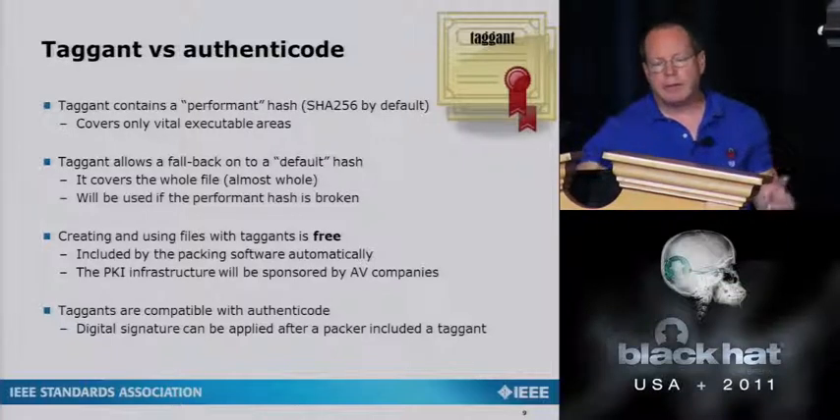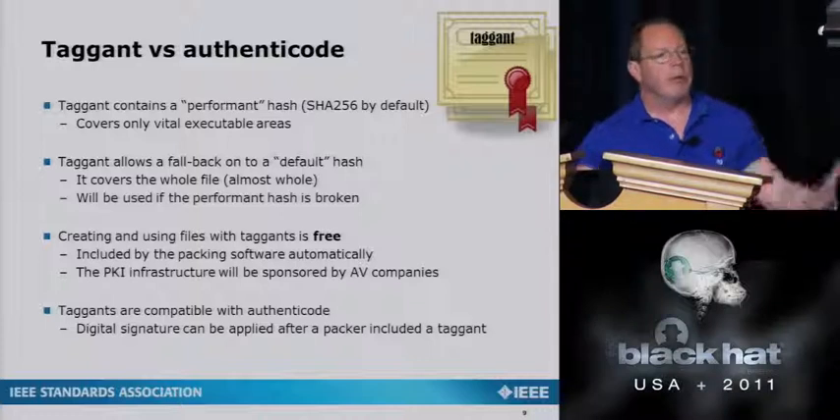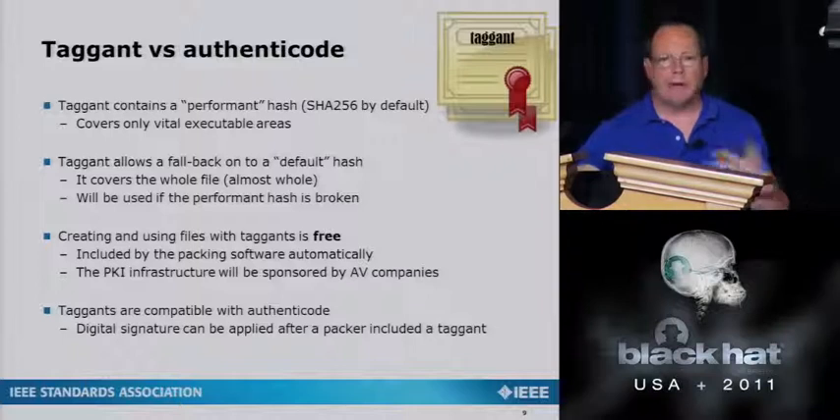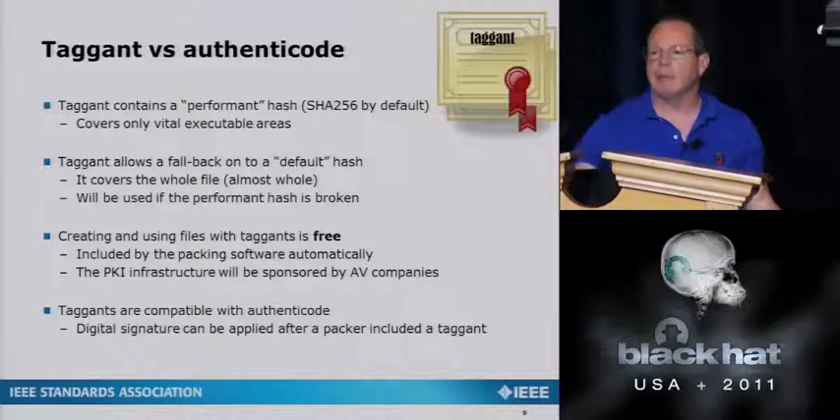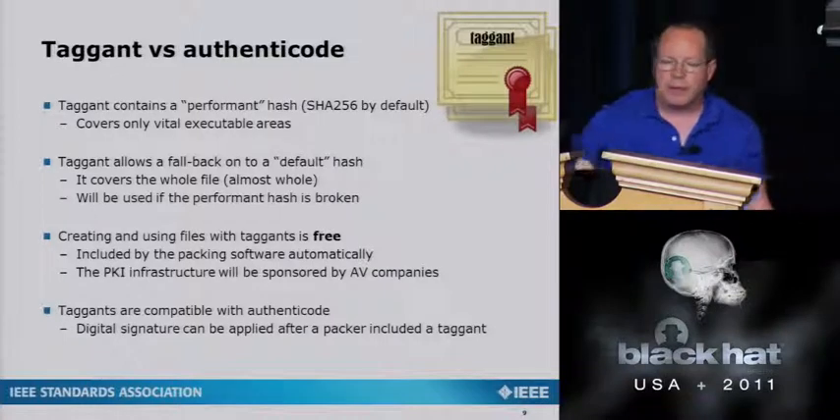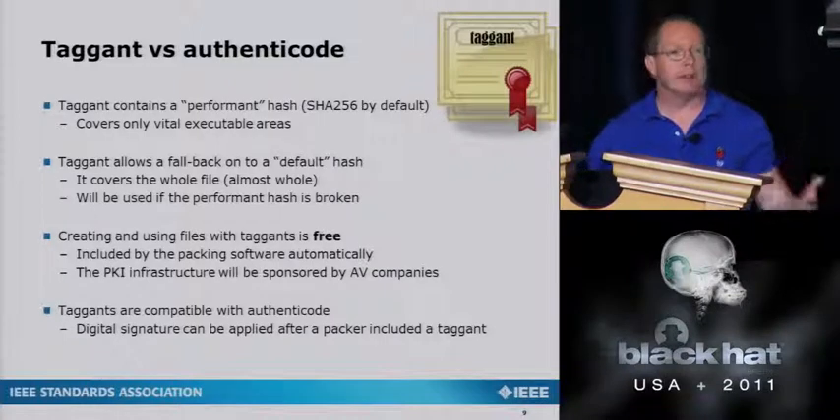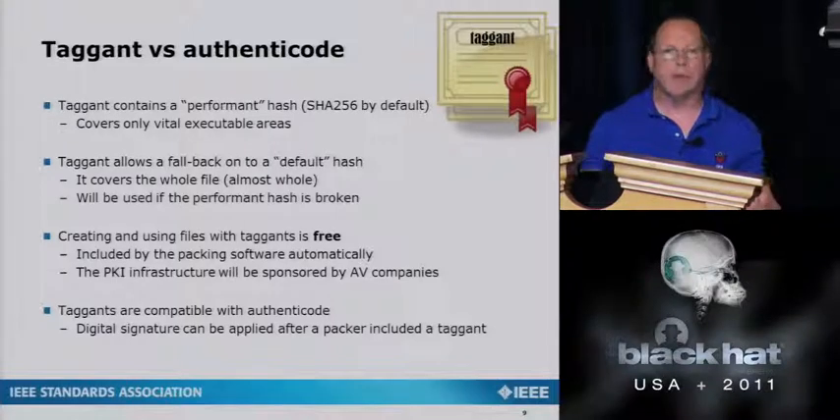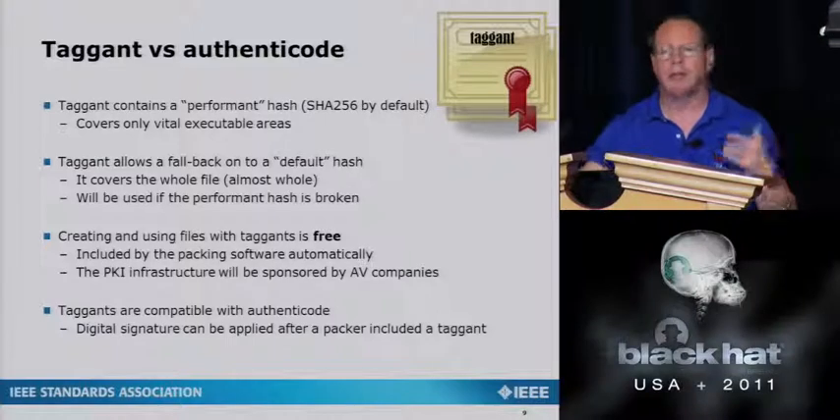Creating and using files with Taggants is free. Once you've bought the packer license and you've activated your license, every time you pack a program, the Taggant is automatically applied to it. You don't have to do any extra steps. There's nothing else for you to buy. The PKI infrastructure that's necessary to drive all this will be supported by the AV companies. We're paying for it. We're providing it free of charge to the packer companies and to their end users.